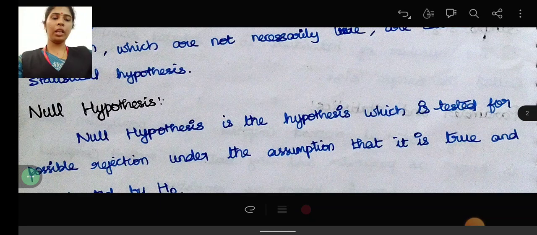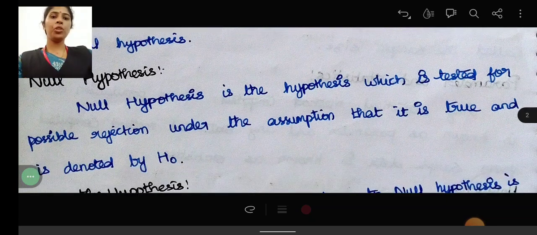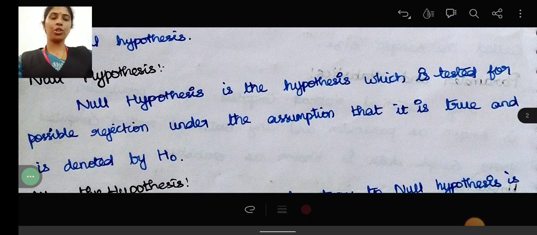So the first one is null hypothesis. Null hypothesis is the hypothesis which is tested for possible rejection under the assumption that it is true, and it will be denoted by H naught. So for any given data, first we have to assume the null hypothesis is the true value, and we will calculate the test statistic for the particular data using formulas based on whether it is a large sample or small sample.